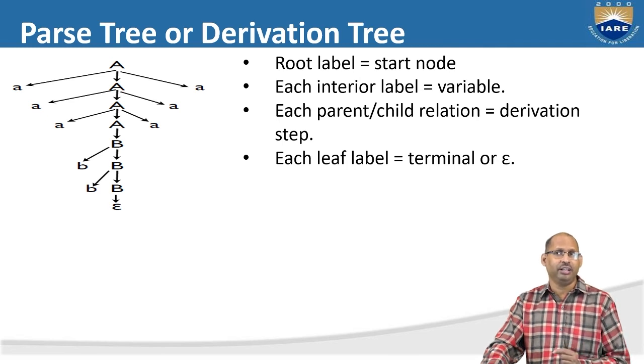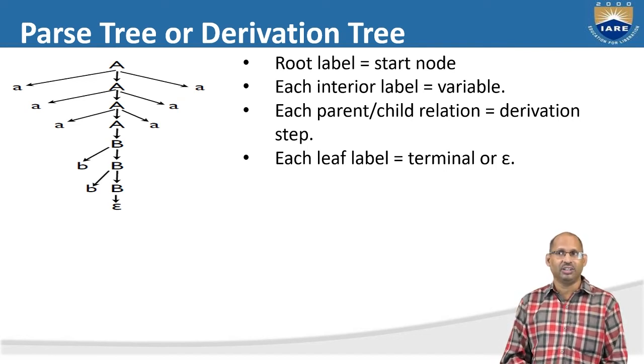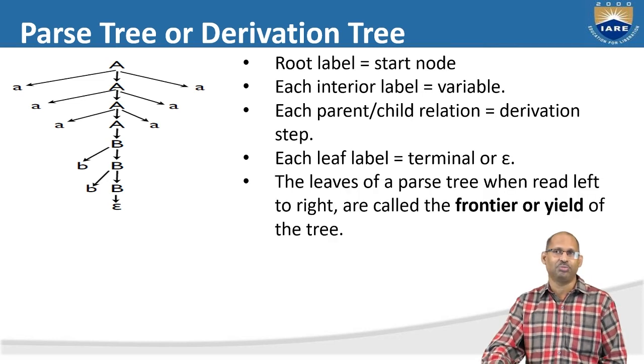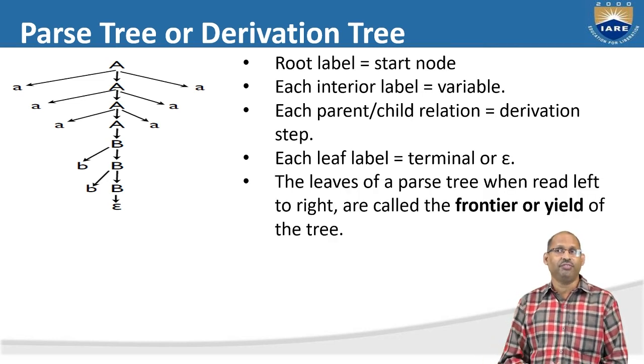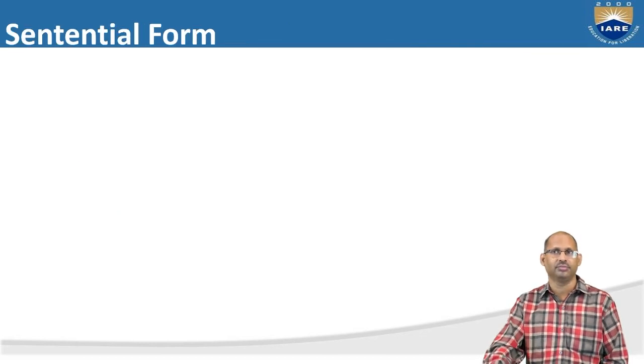So each leaf label is a terminal or epsilon. Each leaf label is always a terminal or epsilon, right? The leaves of a parse tree, when read left to right, are called the frontier or yield of the tree, right? We group the leaves from left to right of the parse tree, which is the derived string, and simply we call it the frontier or yield of the tree, right?